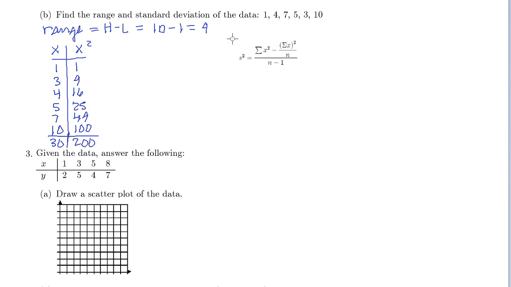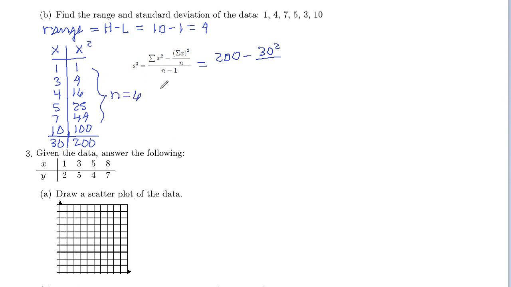So then, our sample variance here, we do the sum of the squares, that's the 200, and then minus the sum of the x's, that's the 30, that gets squared on top, and then divide by n. N is 6, there are 6 numbers, and then divide the whole thing by n minus 1, 5.